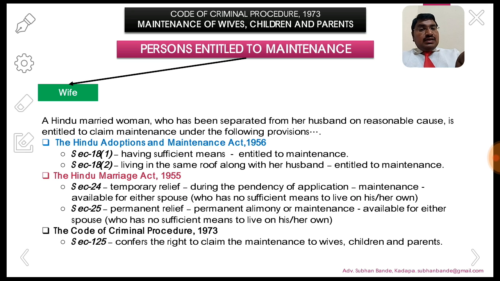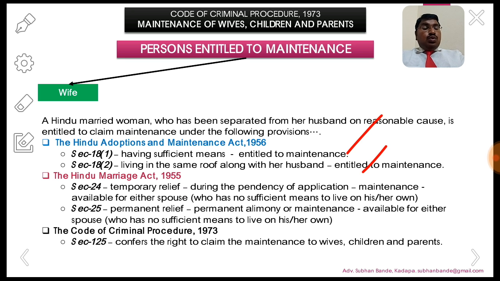According to section 18 subsection 2 of Hindu Adoptions and Maintenance Act 1956, a wife who is living in the same roof along with her husband is entitled to maintenance. The wife who has sufficient means for her livelihood can entitle the maintenance under section 18 subsection 1 of Hindu Adoptions and Maintenance Act 1956.